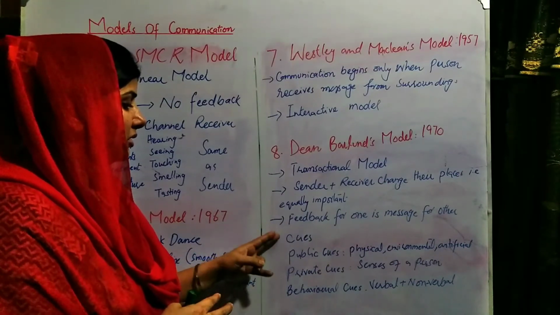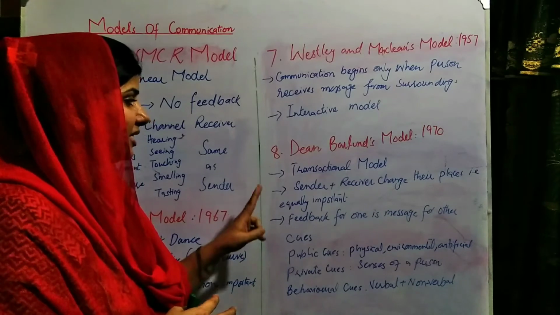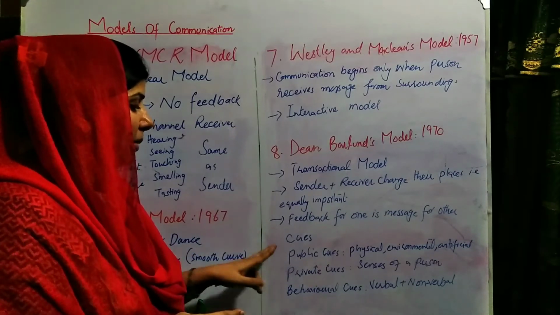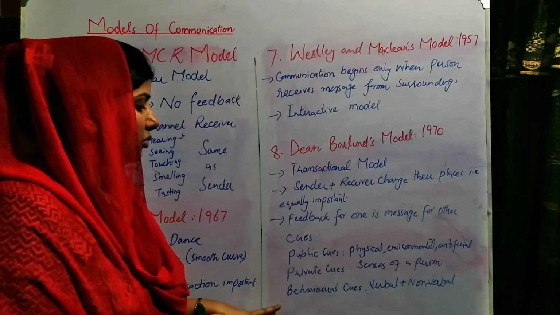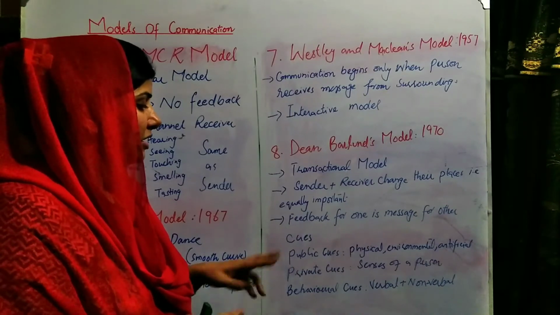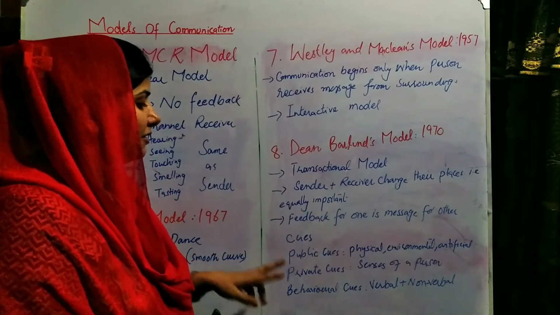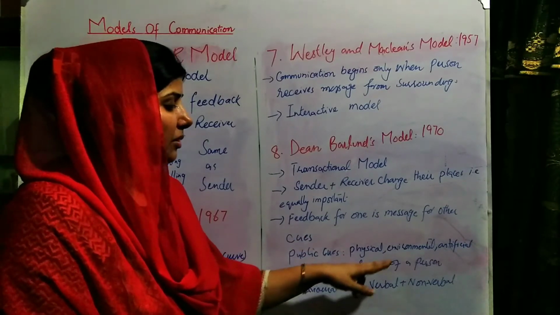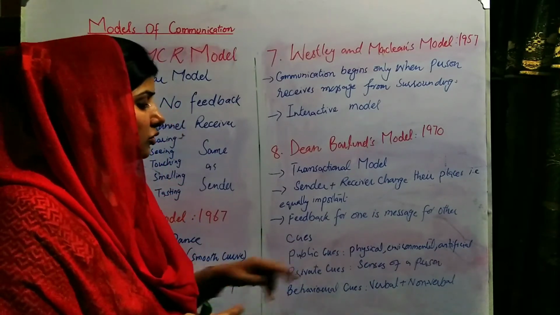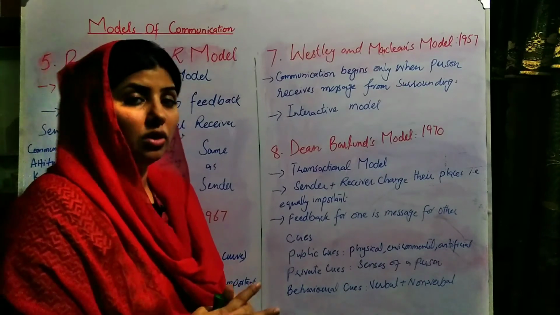Cues are presented in this model: public cues, private cues, behavioral cues. Public cues mean the physical environment and artificial cues. Private cues are the senses of a person. Behavioral cues are verbal and non-verbal cues.